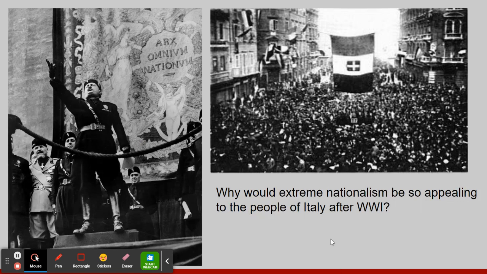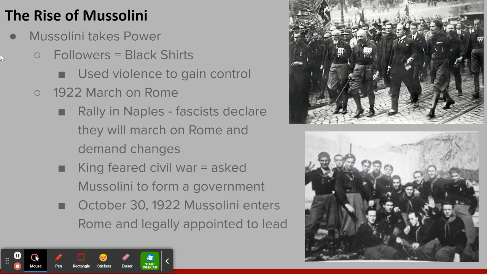So if you look here, all right, the key to Mussolini's fascism is extreme nationalism. You are an Italian, you're loyal to Italy, nothing else matters other than being loyal to Italy itself. So Mussolini slowly begins to take power throughout the country. One of the ways that he does this is using his followers, the black shirts. They use violence to gain control.